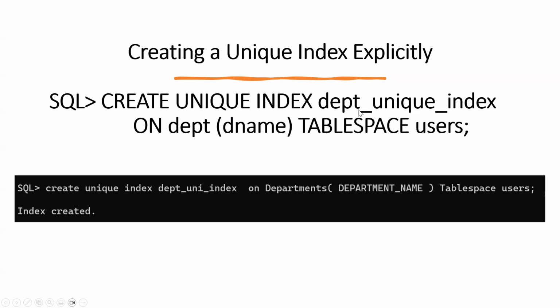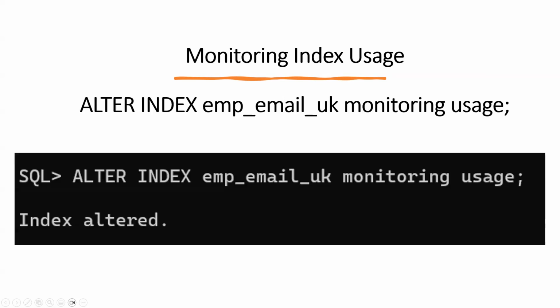So this is also one of the ways of creating an explicit index, but here I'm not telling the initial size and the grow up size for the index. So this is also possible. Okay, so we see the index created.